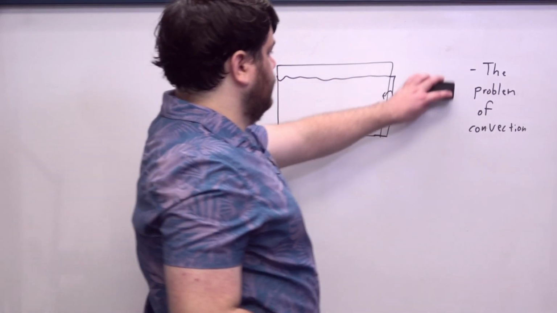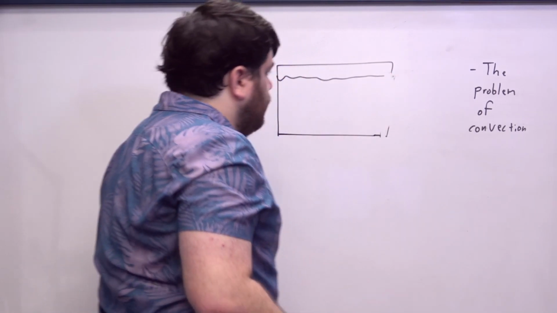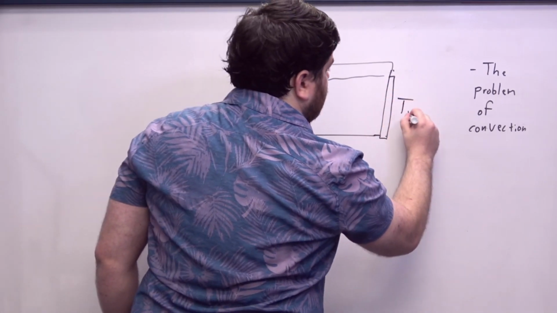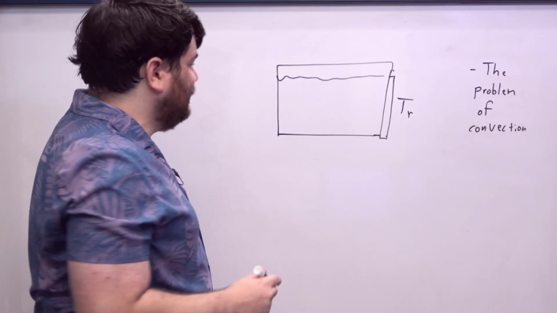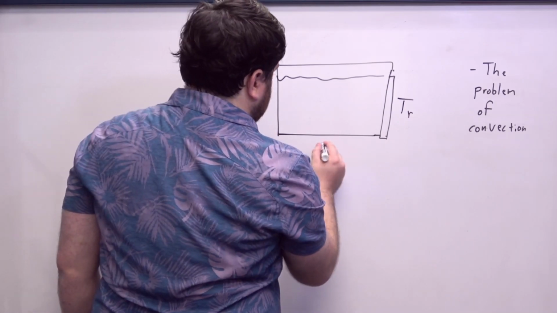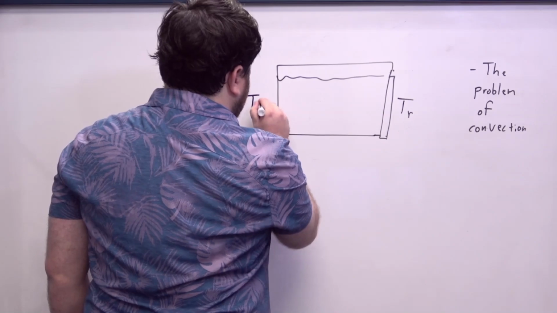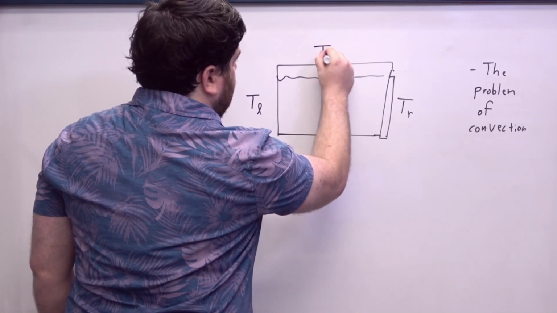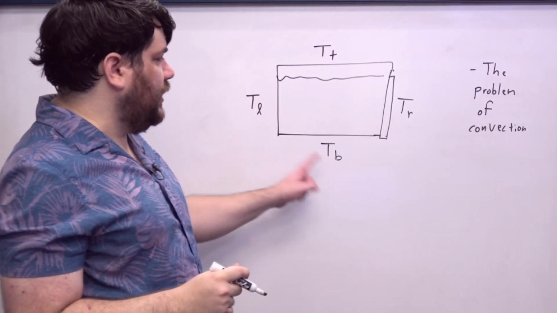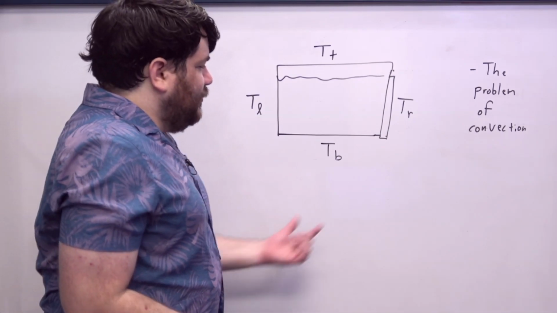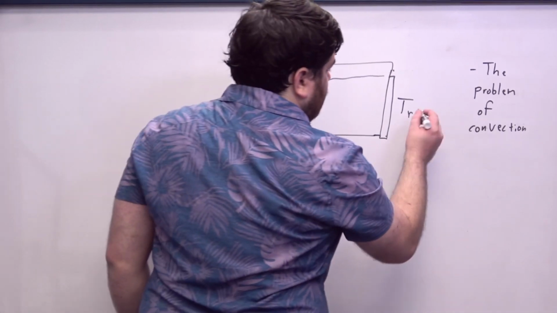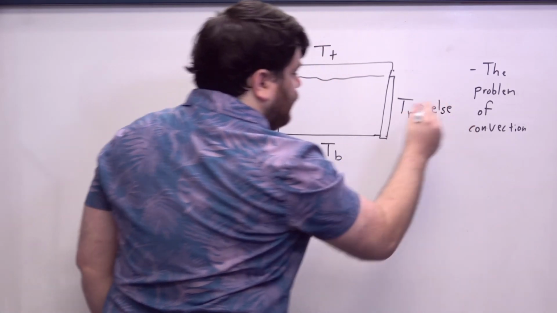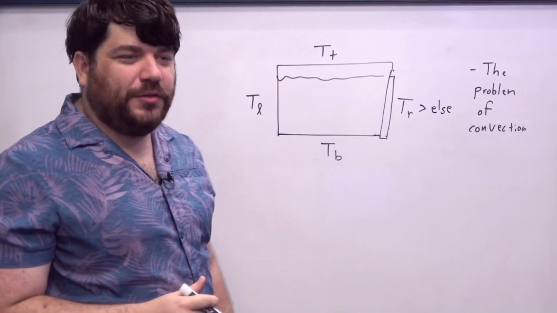Or alternatively, we can model this side of the bath as a thermostat, where we say that there's some temperature on the right, TR, and that over here, maybe we'll say that there's a temperature TL, and then we'll say that this has a temperature TB, and this has a temperature TT. So like top, bottom, left, and right. And then we have this thermostat, which makes it such that the temperature on the right is larger than everything else, right? So this temperature is larger than all these other temperatures.